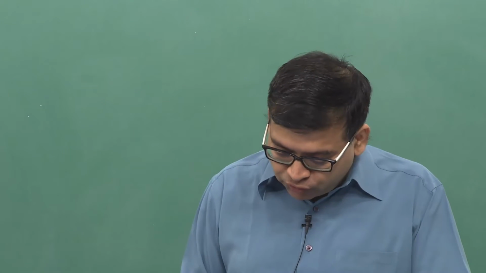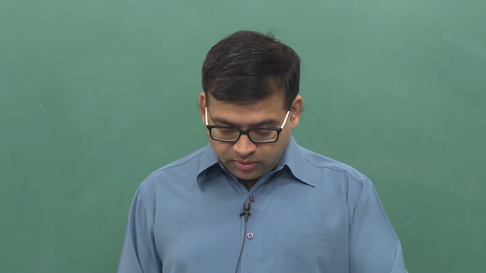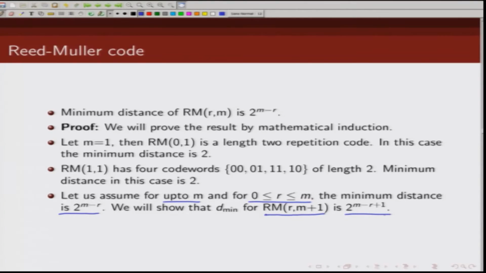So, let us assume that it is true up to m, and for any order, where order can be from 0 to m, let us assume that this is true. So, minimum distance is given by 2 raised to power m minus r. Now, what we are going to show is that this is also true for m plus 1, and what should be the minimum distance for m plus 1? It should be 2 raised to power m plus 1 minus r. So, that is this. Next, we are going to show that the minimum distance of the rth order Reed-Muller code of length 2^(m+1) is basically given by this.